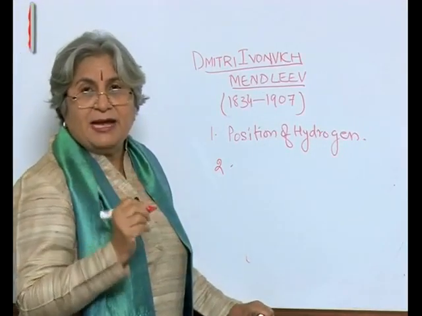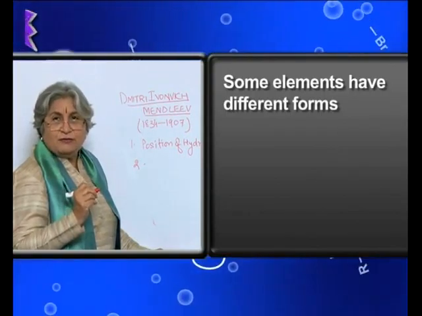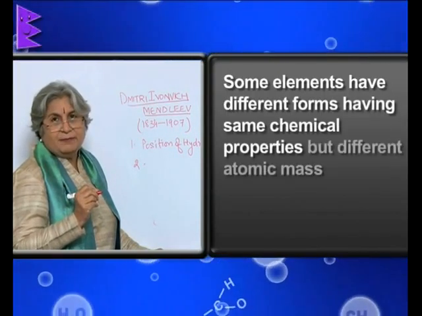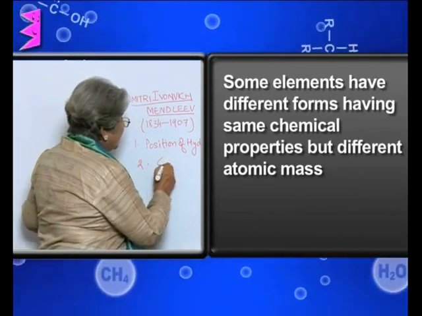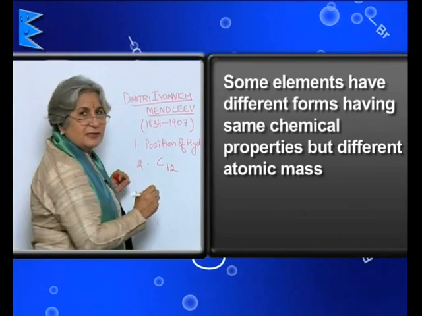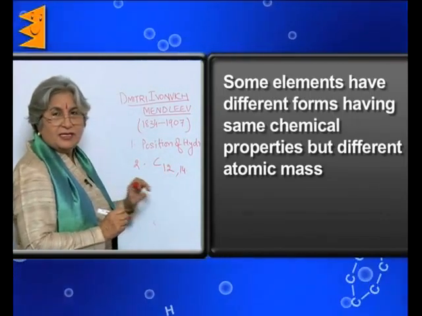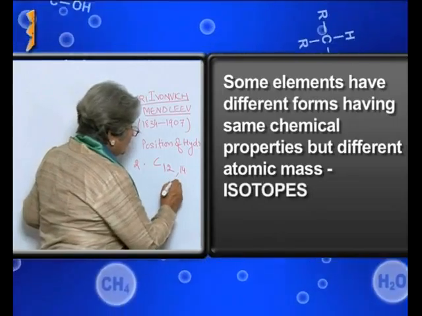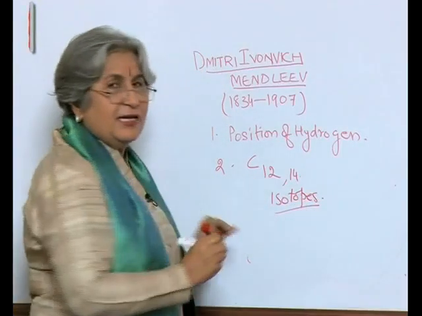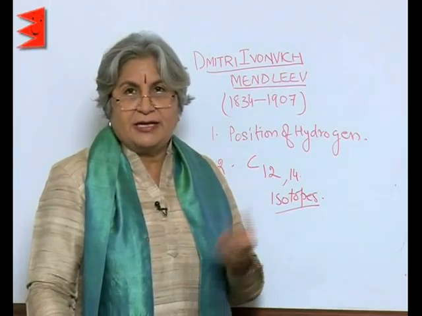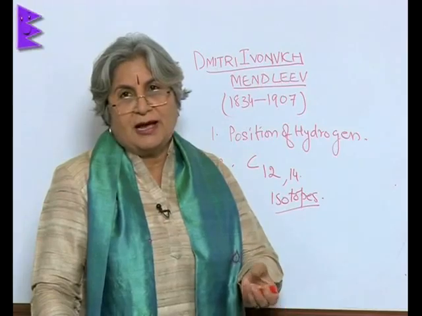Then there are some elements which exist in two forms, and these two forms have same chemical properties, but their atomic mass is different. For example, carbon has 12 also atomic mass and 14 also. Such elements are called isotopes. As he was arranging according to the atomic mass, he did not know what to do with this situation. So, isotopes proposed another challenge.